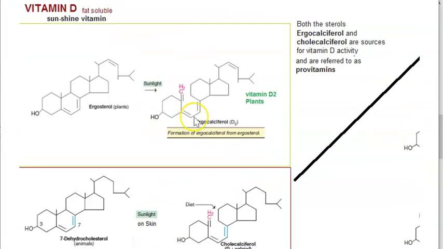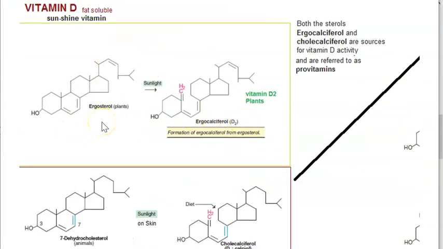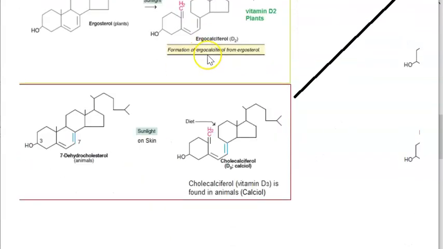The textbook actually is saying ergosterol. Don't go by that, that is actually in plants. In humans, it is 7-dehydrocholesterol. In animals, dehydrocholesterol. Cholesterol is getting converted, remember. It's a nice way of utilizing cholesterol, isn't it?